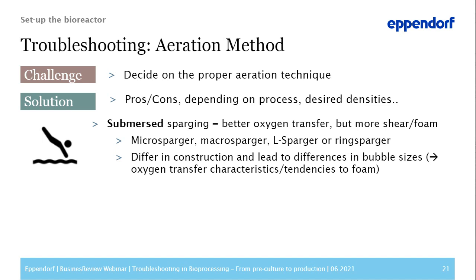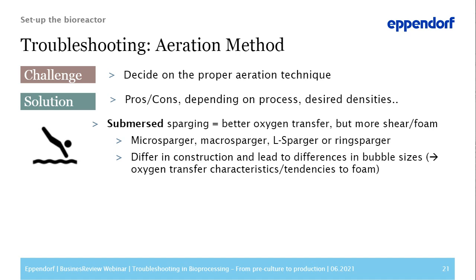On the other hand, when you look at a macro sparger, it gives rise to a small number of very large bubbles. This leads to less oxygen transfer efficiency, but it doesn't cause excessive foaming and it potentially doesn't harm your cells. So depending on the process and requirements, you can choose between different sparger options.